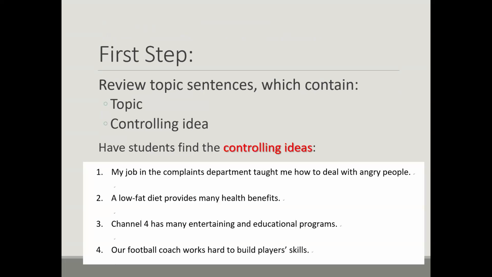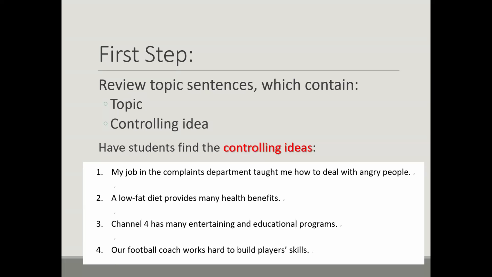All right. So the first step in these paragraph unity writing exercises is you want to review topic sentences. A topic sentence in a paragraph contains the topic and the controlling idea. It's the most general sentence that covers the paragraph. And in the topic sentence, you have students find the controlling idea.